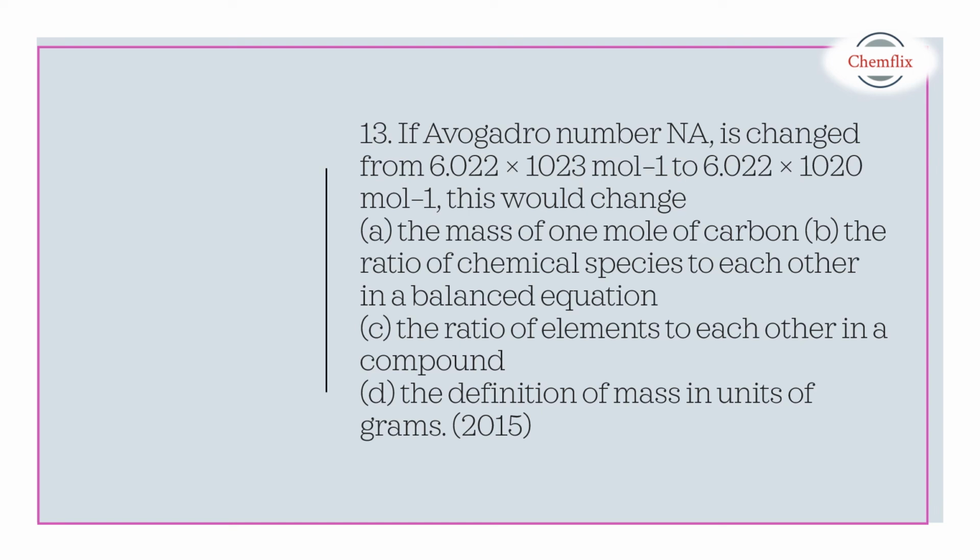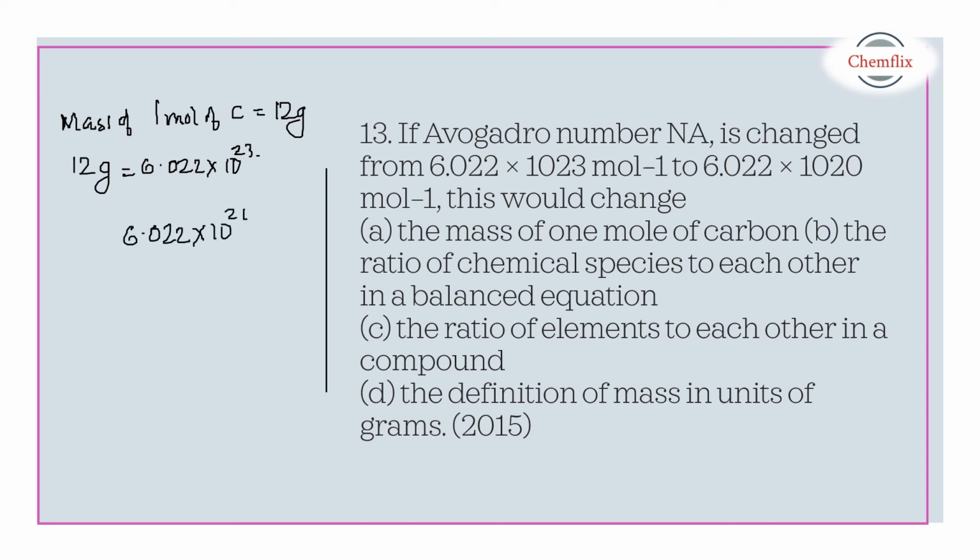So you know that the mass of 1 mole of carbon is equal to 12 gram. That is, 12 gram contains 6.022 into 10 to the power 23. If Avogadro number is changed to 6.022 into 10 to the power 20, if Avogadro number is changing, then what will we get?